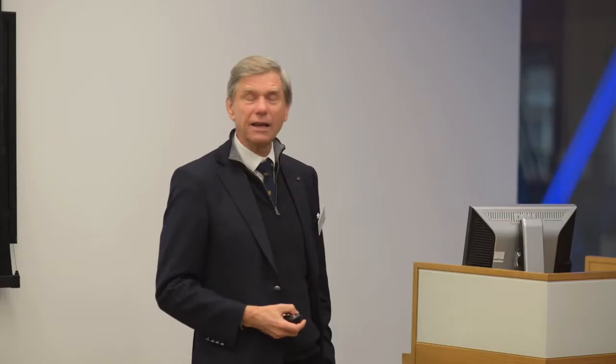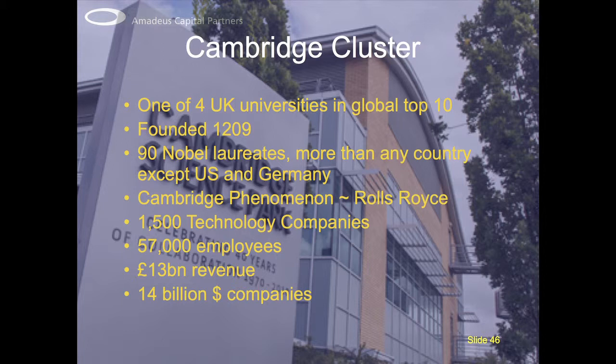And then there is Imperial. There is, of course, UCL. And then there's a fourth university to the west, name I always forget. We were founded in 1209, so we're 800 years old. We've got more Nobel laureates than any other university in the world. In fact, Cambridge has more Nobel laureates than any country in the world, with the exception of the United States and Germany.